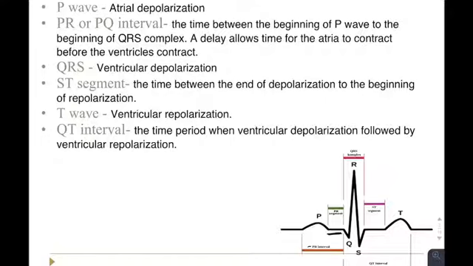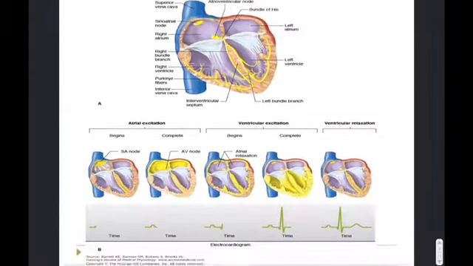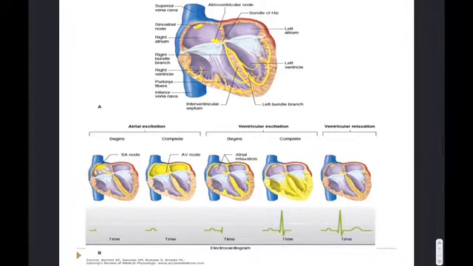And then we have the ST segment, which is the time between the depolarization and the beginning of the repolarization. After that, we will have the T wave, which is the ventricle repolarization. The last thing is the QT interval, which is the time period of ventricle depolarization followed by ventricle repolarization. Now we will link between the ECG and the conductive system.